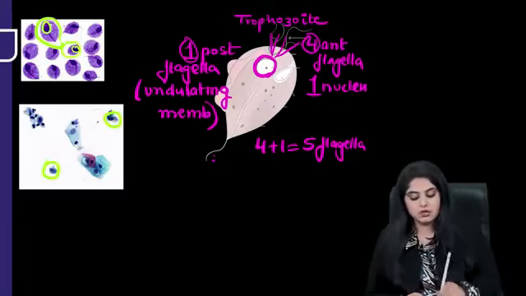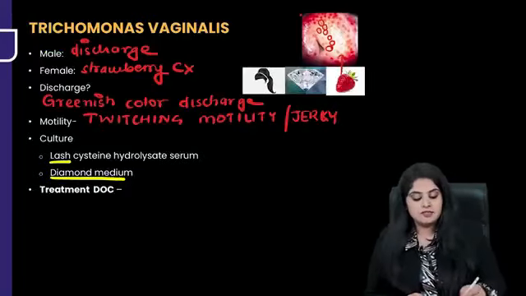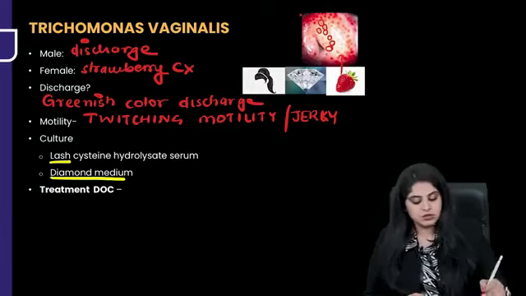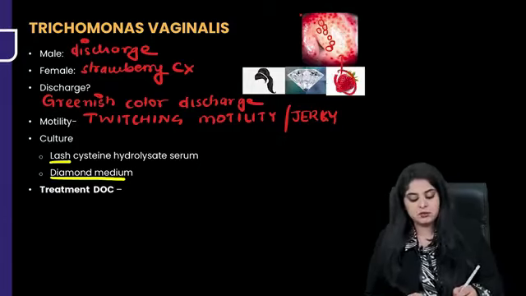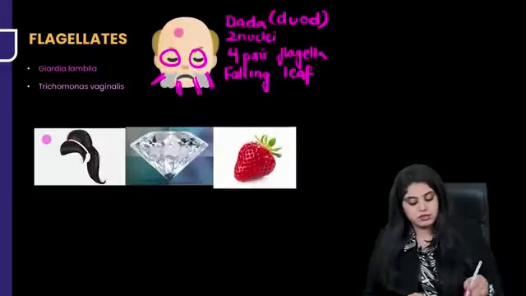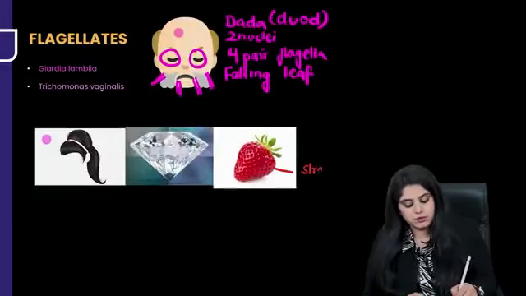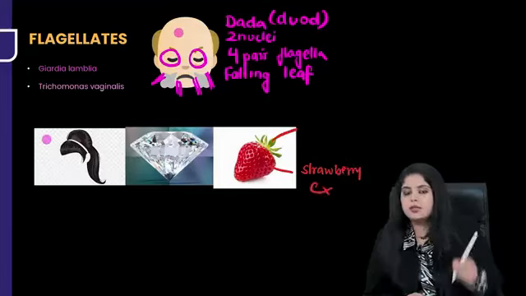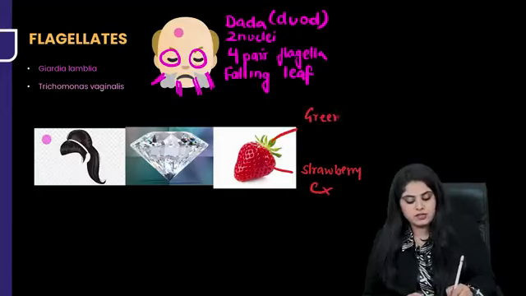So now comes the story of this fashionable auntie. See, fashionable auntie matlab she is gonna love the fruits. Which fruit? She loves exotic fruits like strawberry. So coming to this, she loves exotic fruit like strawberry. So what is the cervix, guys? Strawberry cervix. And strawberry के ऊपर green होता है, तो trichomonas का discharge का color is going to be a greenish color discharge that the female will have.